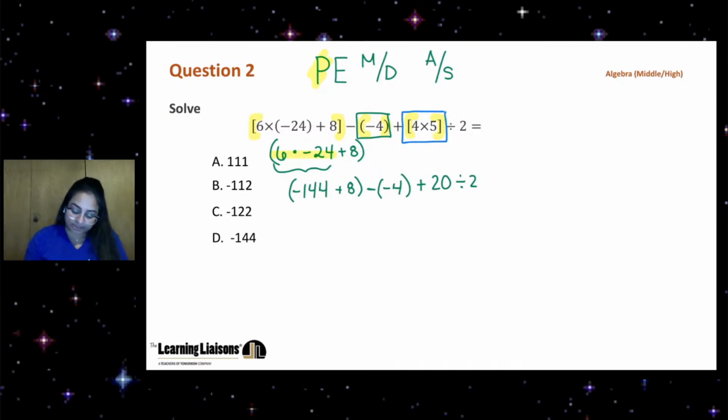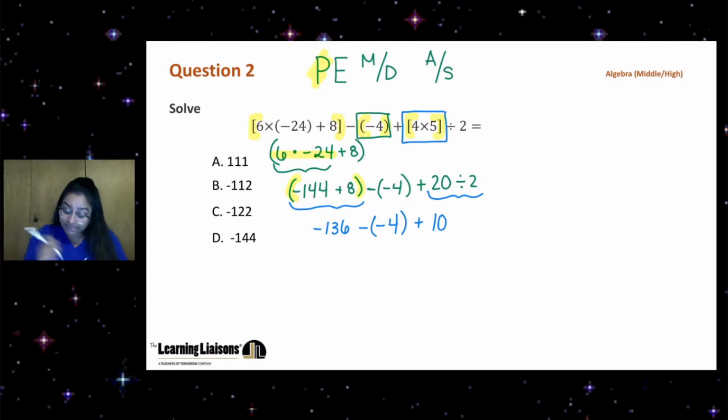Okay, so now I'm going to start with my parentheses again because I haven't finished them off yet. Now I have that first set of parentheses, which says negative 144 plus 8. So when I add those together, what do I get? I get negative 136. Then I bring my negative 4 down. The parentheses in this case no longer really matters, but I'll write them just to be safe. Give you guys some sanity. And then I have a plus 20 divided by 2. Well, 20 divided by 2 is what? It is 10.